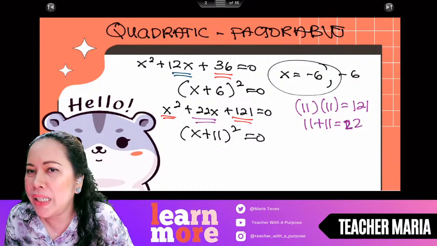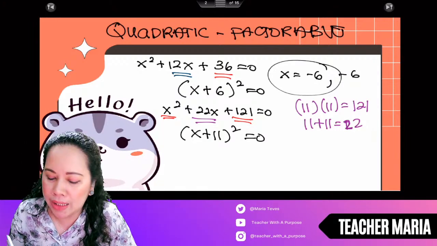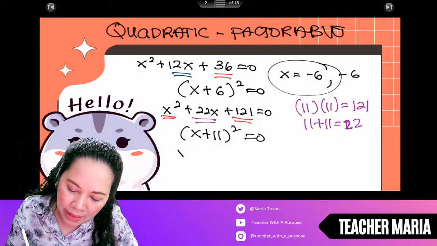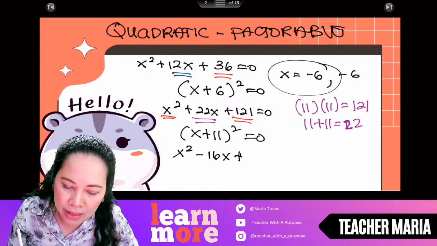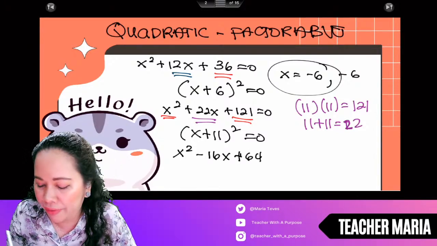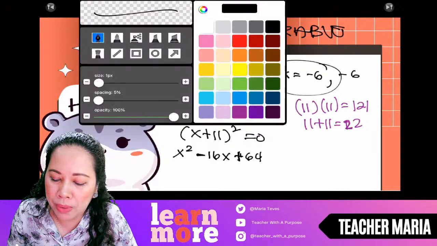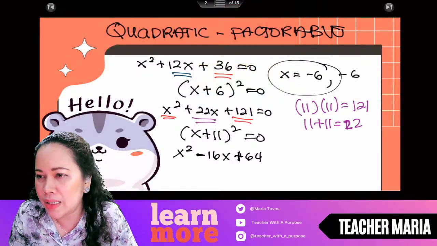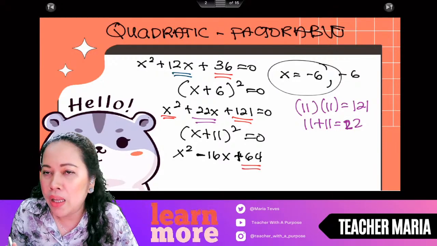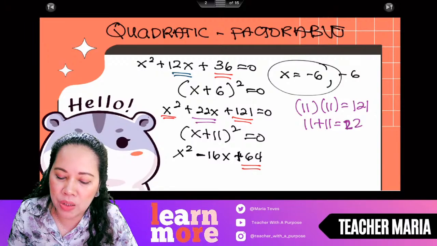You might ask, what if the middle term is a minus number or a negative number? So let's say it has a negative number, x squared minus 16x plus 64. How do I factor if it is a minus here and positive here? It will be the same thing. You just need to find, is this a perfect square trinomial? Yes, you are right. You have to find the root of 64.